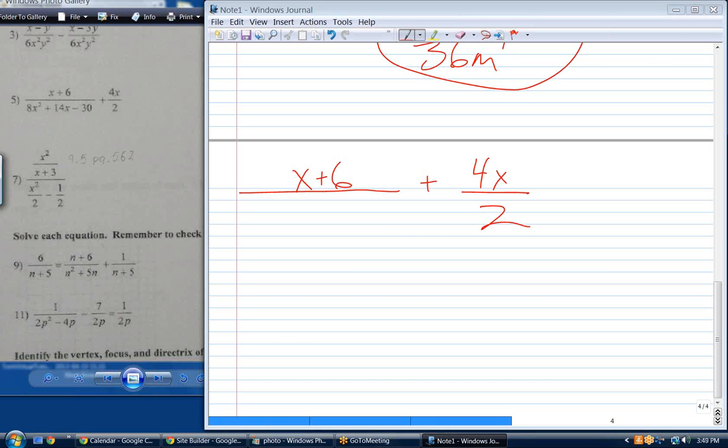Let me look at this for a second. Trying to figure out why this problem is on your exam. This might need, hold on.